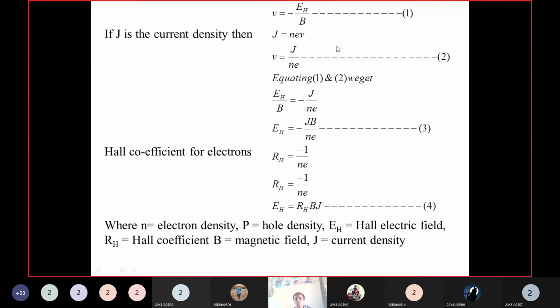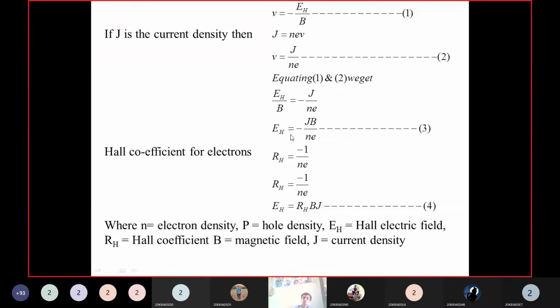So from equations 1 and 2, we can equate both velocities, since we are calculating the velocity using the first and second equations. Now EH by B is equal to minus J by ne. From this we calculate the Hall electric field: EH is equal to minus JB by ne, since I moved the B value to this side. Now this is EH.